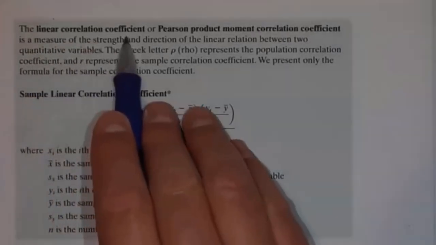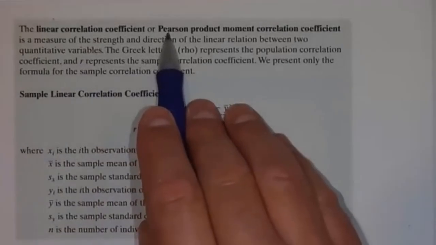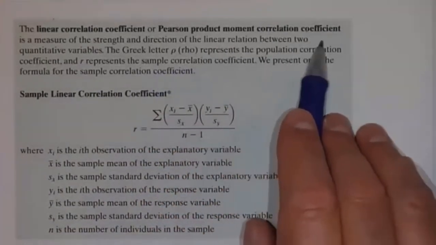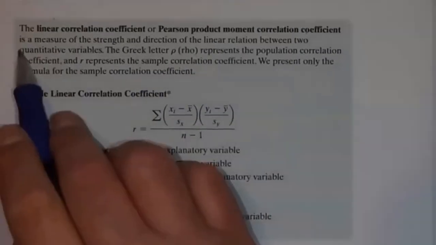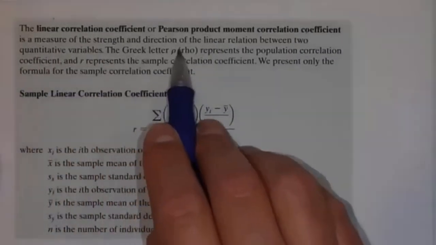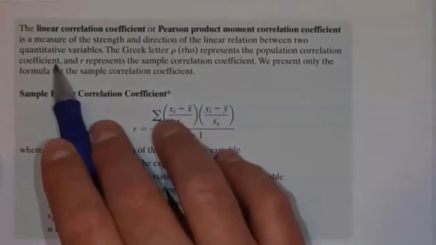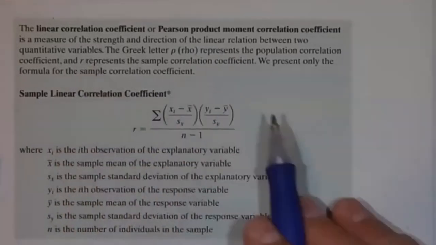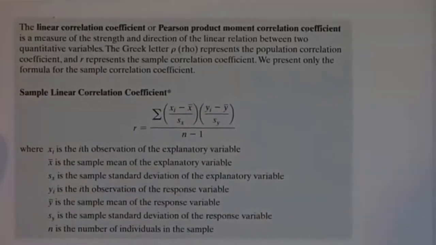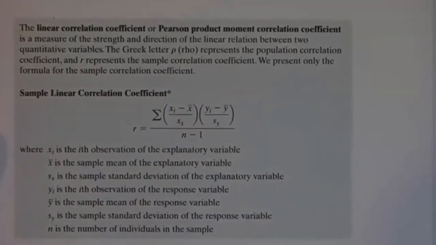The linear correlation coefficient, which is more formally called the Pearson product moment correlation coefficient, is a measure of the strength and the direction of the linear relation between two quantitative variables. So this calculation is going to measure, first of all, the direction. Is it a positive or a negative association? And what's the strength of it? Is there a strong linear relationship? Is there a weak linear relationship? Is there no linear relationship? So that's what the linear correlation coefficient is going to do for us.